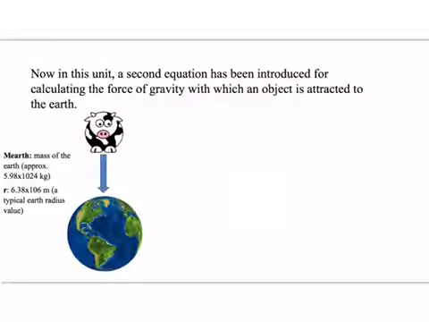Now in this unit, a second equation has been introduced for calculating the force of gravity with which an object is attracted to the earth. Now I have a cow here with a mass of, let's say, m. And I have the earth with a mass of M_e, and this is the center of the earth, and the distance between the cow and the center of earth is the radius of earth. From Newton's law of gravitation, I know that the force is equal to G m1 times m2 over the distance squared.